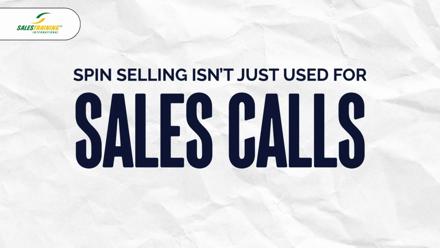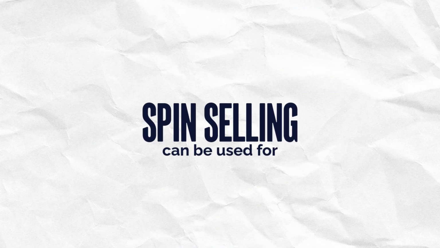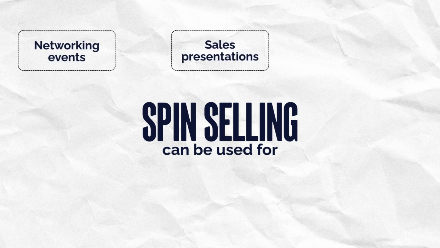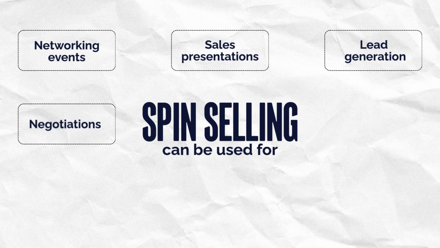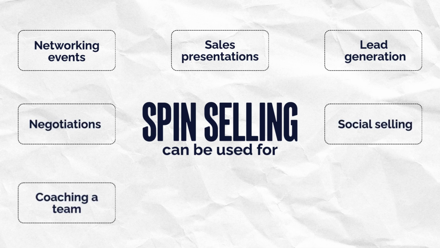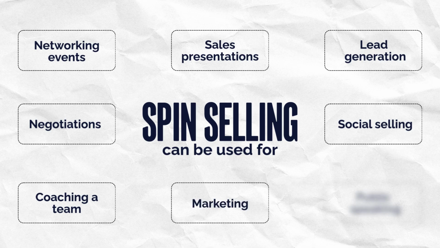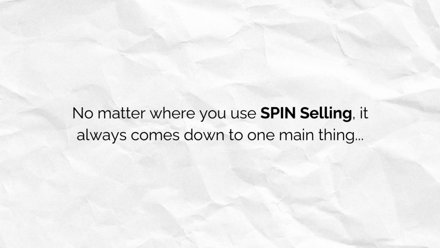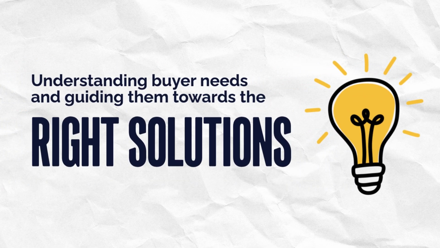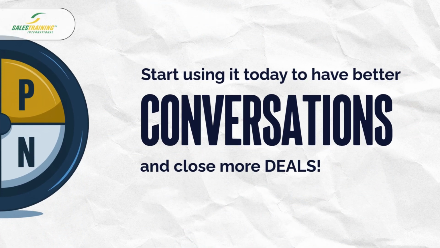Spin selling isn't just used for sales calls and sales meetings. Spin selling can be used for networking events, sales presentations, lead generation, negotiations, social selling, coaching a team, marketing, or public speaking. It has many uses. No matter where you use spin selling, it always comes down to one main thing: understanding the buyer's needs and guiding them towards the right solution. Start using it today to have better conversations and close more deals.